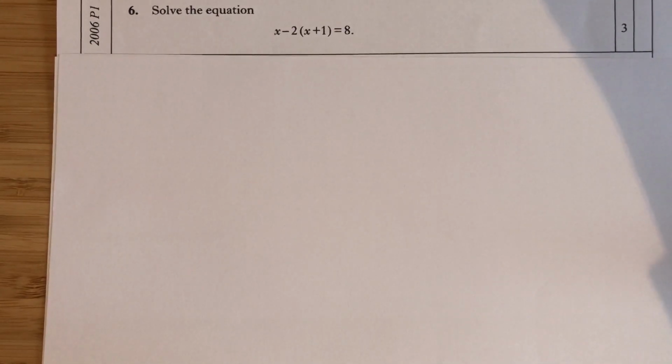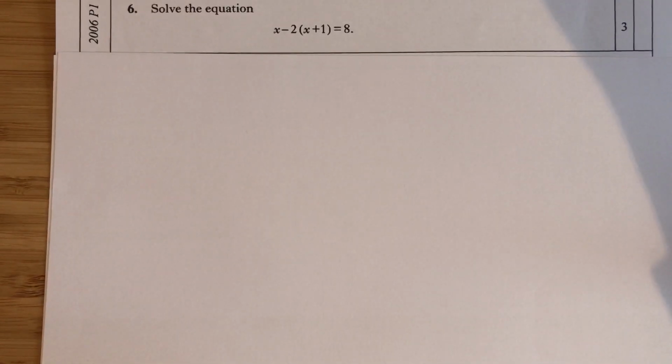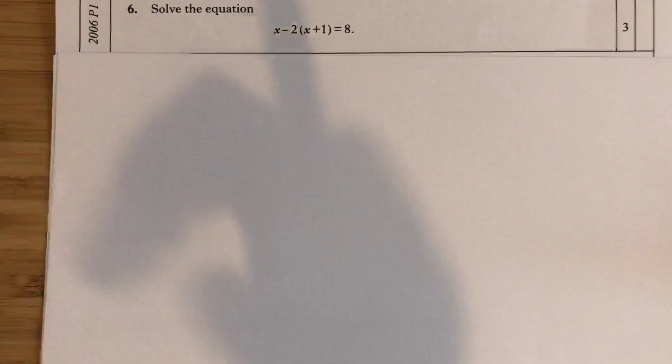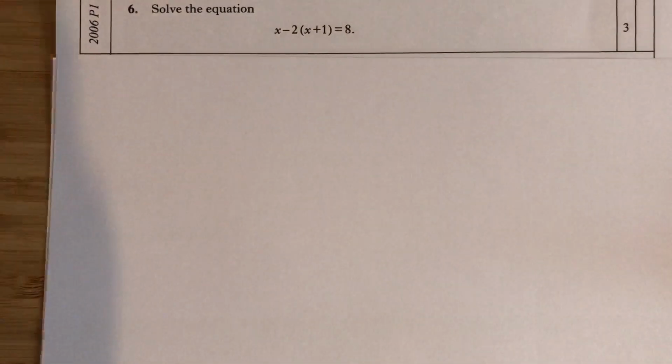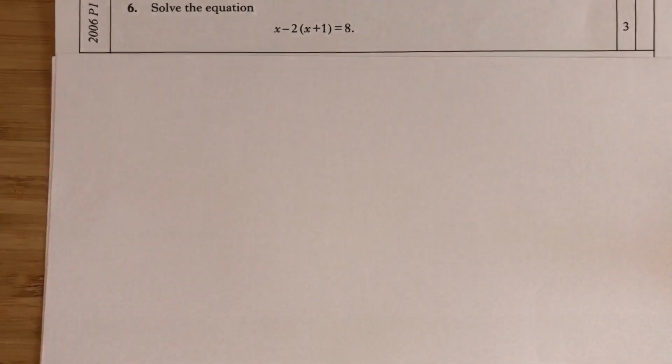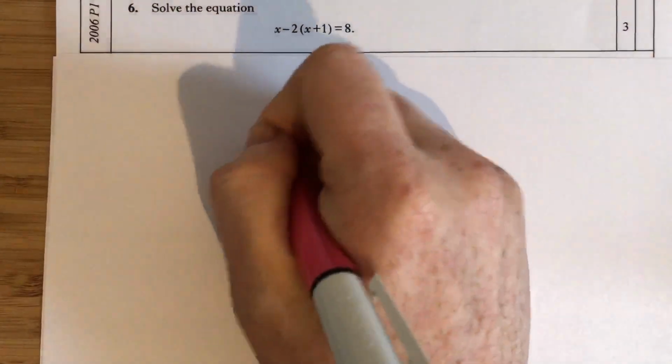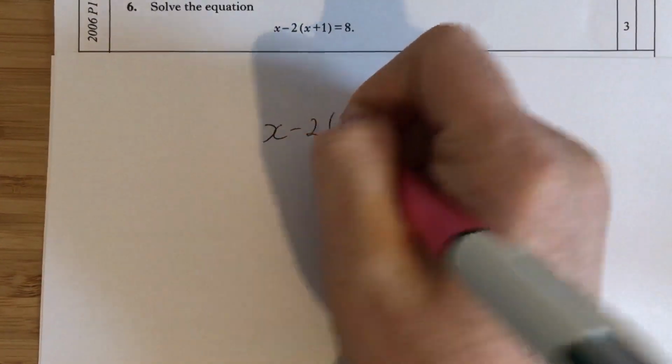Alright, in this tutorial I'm going to look at some past paper questions, both from the Standard Grade Credit Exam and National 5, and just different examples of solving equations and inequations. So this first one here is from the 2006 paper 1. I'm just going to write it out on my own piece of paper.